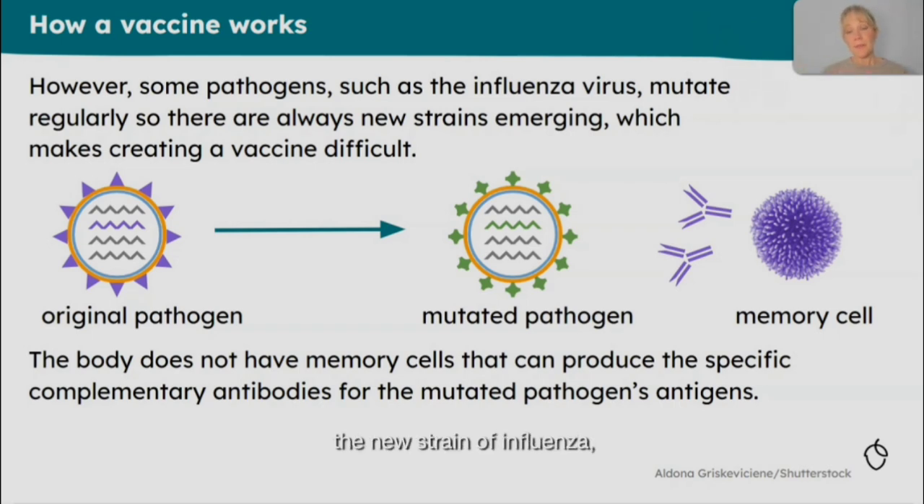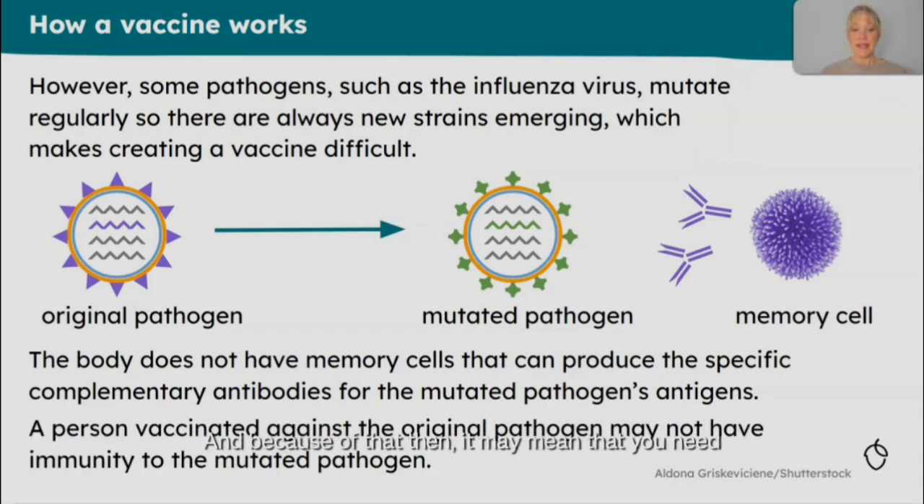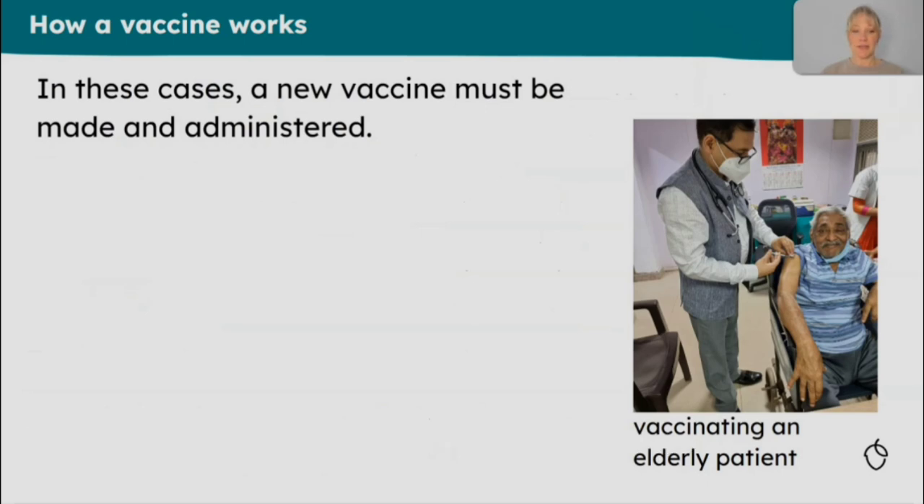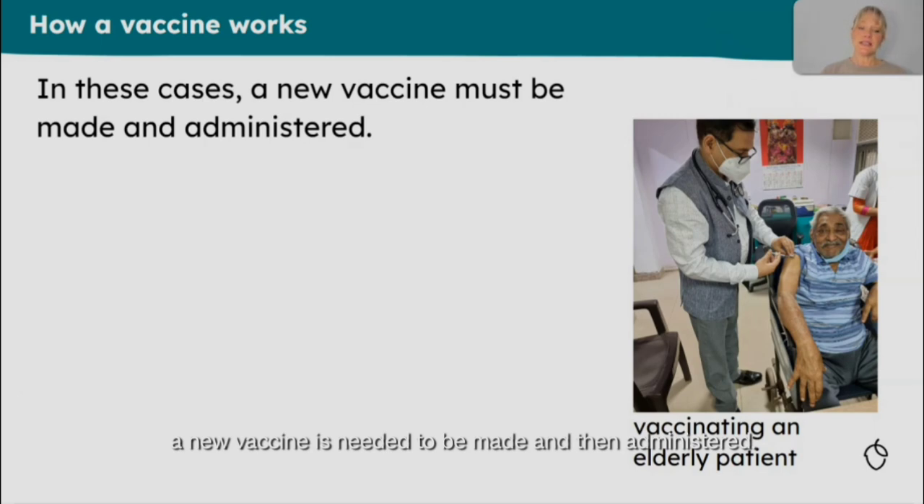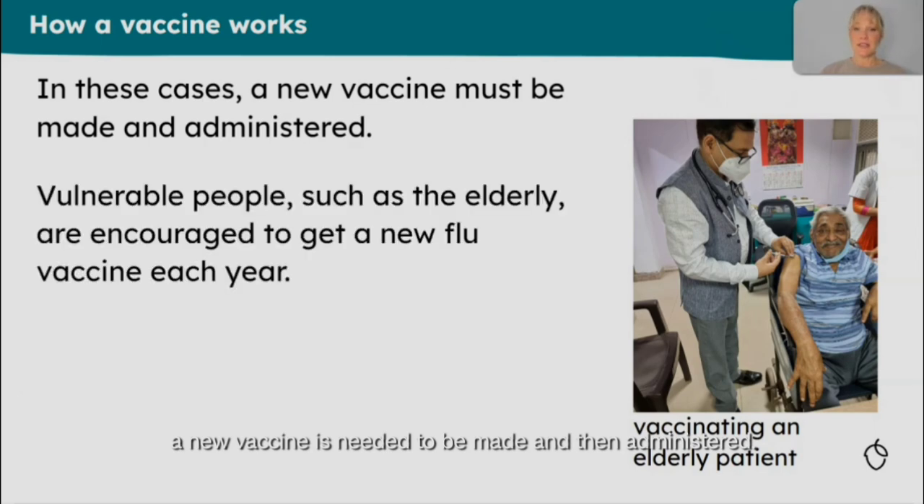of influenza you're not actually immune to, okay? And because of that then, it may mean that you need to have another vaccine. All right, a person vaccinated against the original pathogen may not have immunity to the mutated pathogen. In these cases then, such as influenza, a new vaccine is needed to be made and then administered.